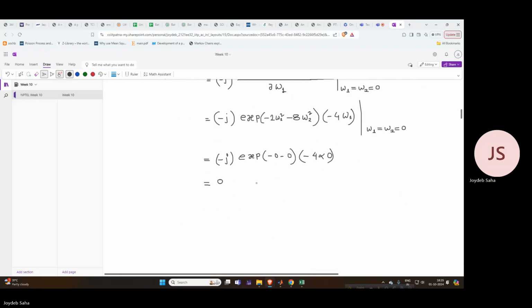Now we will see whether the mean of y is 0 or not. Okay. In a similar way, let us check.